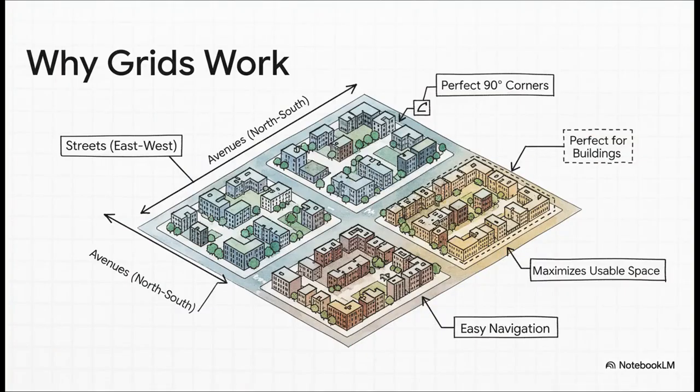And this design is just brilliant. You have the avenues running one way and the streets crossing them at perfect 90-degree angles. This creates all these neat rectangular blocks that are just perfect for buildings. It maximizes all the usable space, and it makes finding your way around super, super easy. It's a whole system built on the power of the right angle.